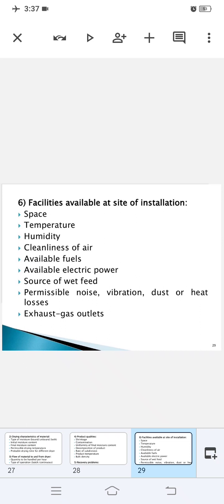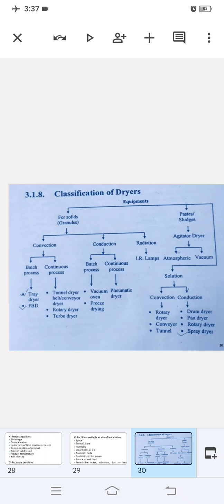This is a flow chart of the dryer classification. So we will stop here for today. In our next video, we'll continue with this flow chart and I will explain to you how the dryer is being classified on the basis of this.